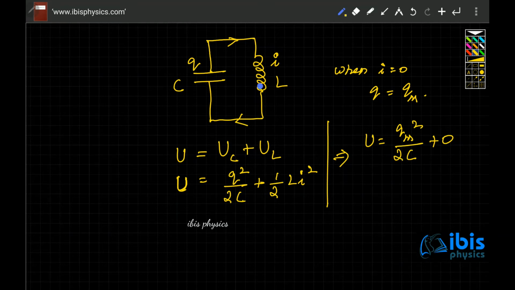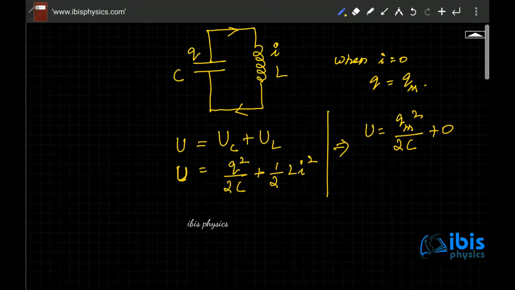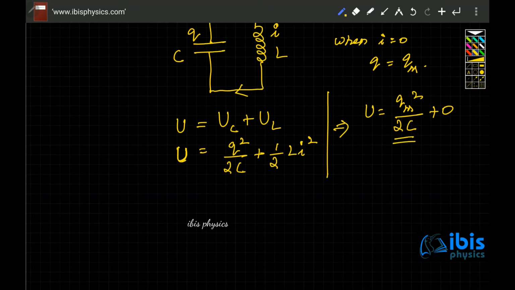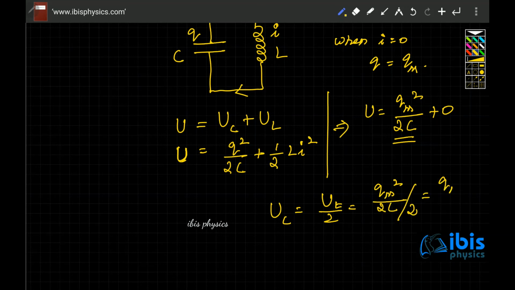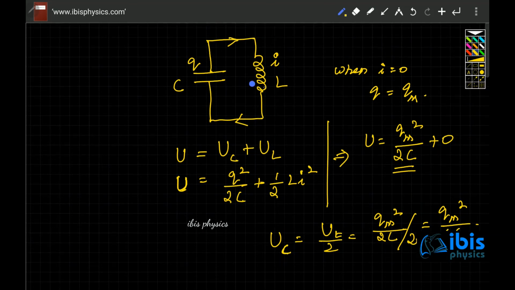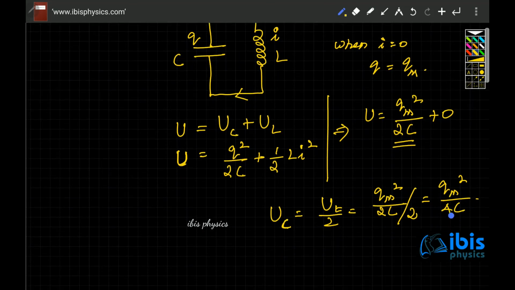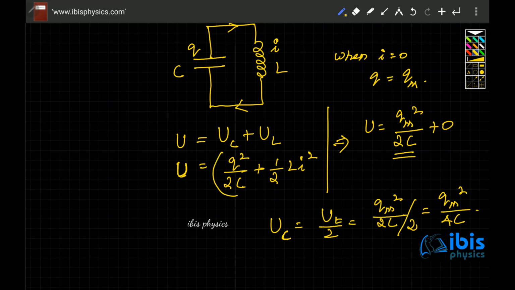Now energy is equally shared between capacitor and inductor, meaning half the energy is with the capacitor, half the energy is with the inductor. So energy stored in the capacitor will be total energy by 2. That means Qm square by 2C whole divided by 2, that means Qm square by 4C. So this is the energy stored in the capacitor when the energy is equally shared between the capacitor and the inductor. This energy is equal to instantaneous charge square by 2C.